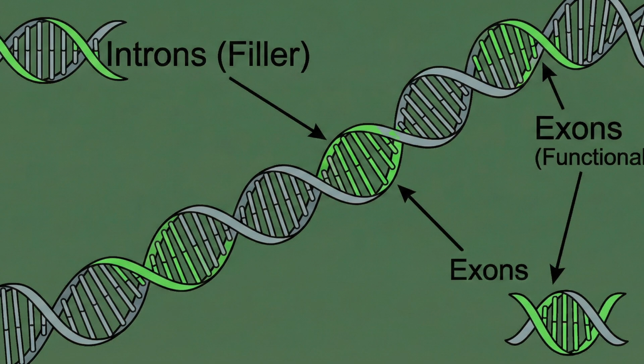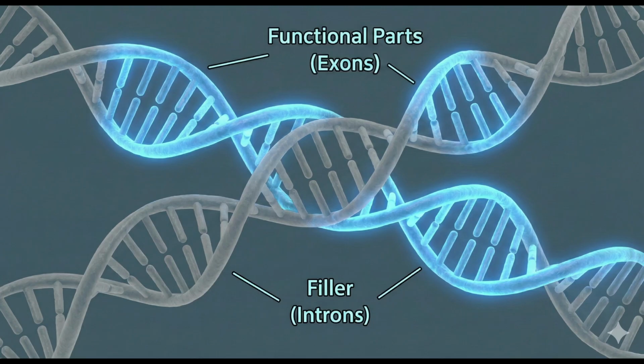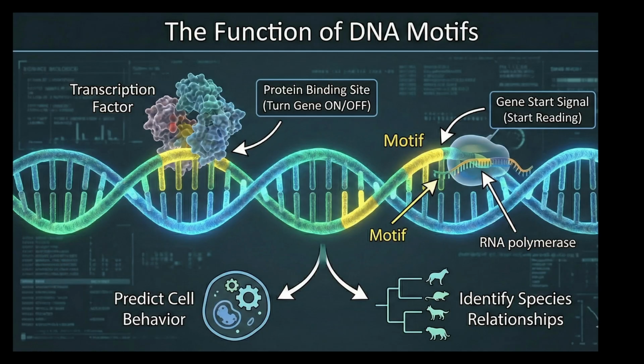In biology, DNA isn't just a solid block of instructions, it's full of filler and functional parts. A motif is like a high priority bookmark. These short sequences often tell a cell where to start reading a gene or where a protein should attach to turn a gene on or off. By finding these patterns, we can predict how a cell will behave or even identify how different species are related.